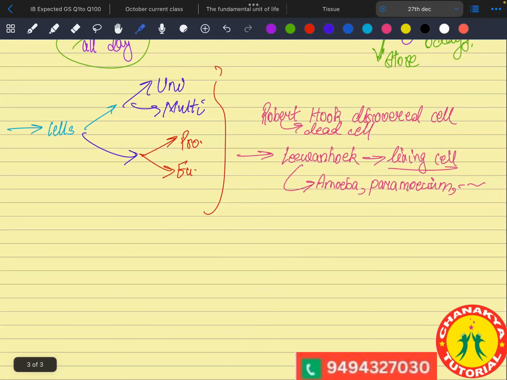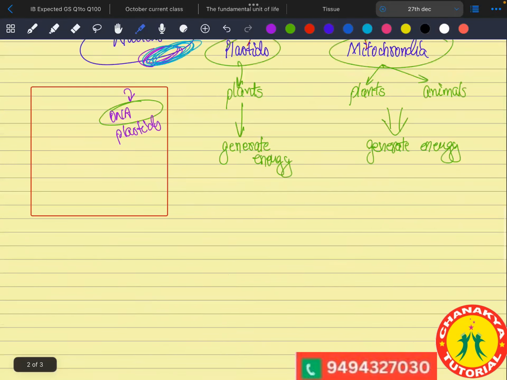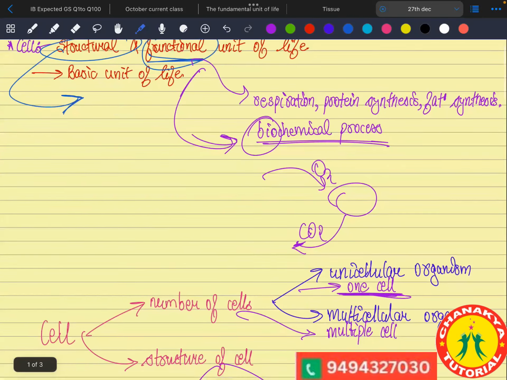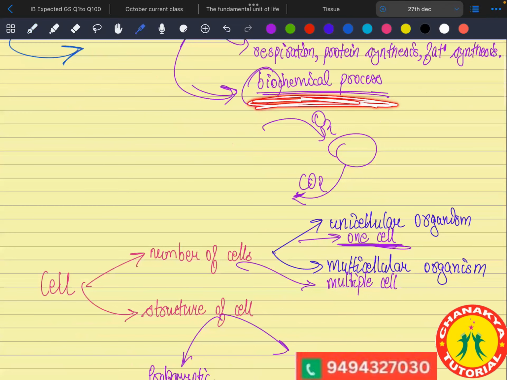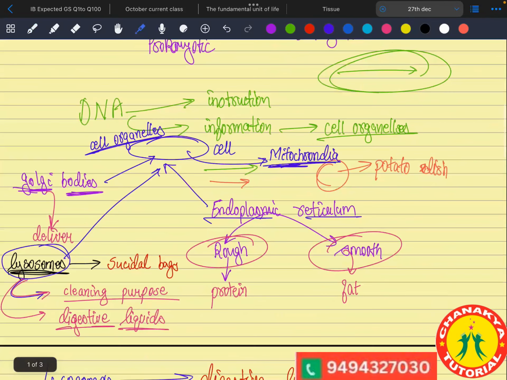Fine. We discussed the cell, Robert Hooke, unicellular and multicellular, prokaryotic and eukaryotic. Today we have gone through biochemical processes, some of the biochemical processes which the cells perform. We have seen the work of DNA. We have seen that the cell has different kinds of cell organelles. We have seen the work of mitochondria, the powerhouse of the cell, used to create energy.